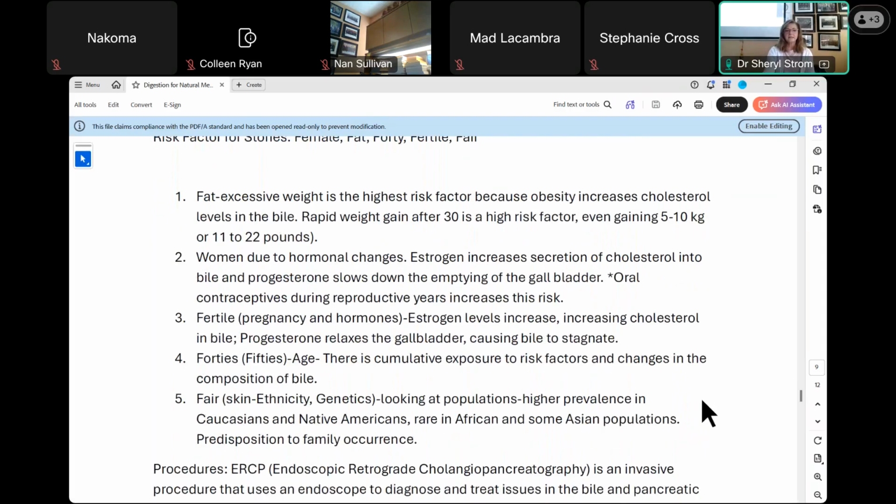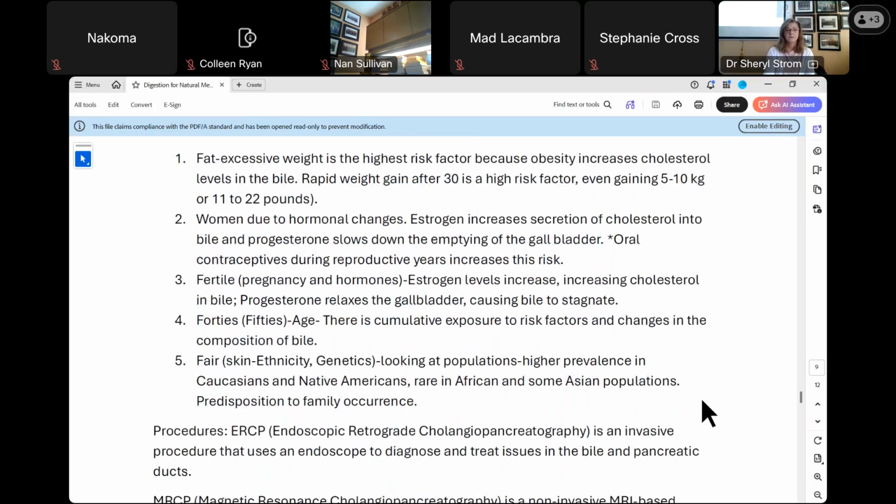And fair, so skin, ethnicity, and genetics. There is a higher prevalence in Caucasians and Native Americans, and it is rare in African and some Asian populations, so there is a predisposition to family occurrence. But that makes sense why I see it in the Hispanic community, because most of them have Native American ancestry. They do, yeah, especially here in Colorado.